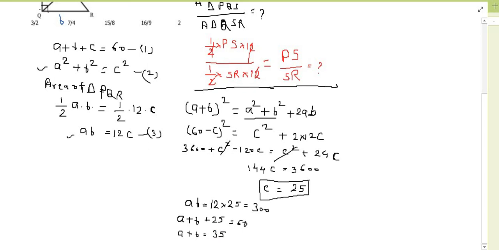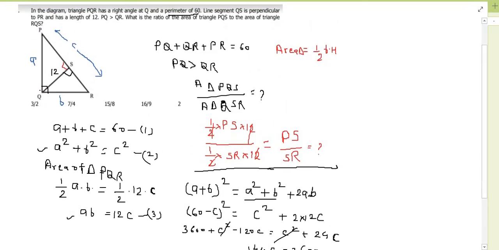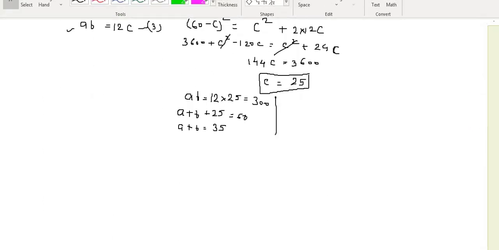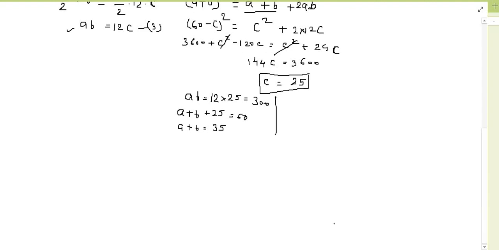Now their sum is 35 and product is 300. So the two possible values are 15 and 20. Correct. But you are given that PQ is greater, that is a is greater than b. You're given in the question, right? So we can say a is 20 and b is 15. Let me write it down over here. So a is equal to 20 and your b is equal to 15.